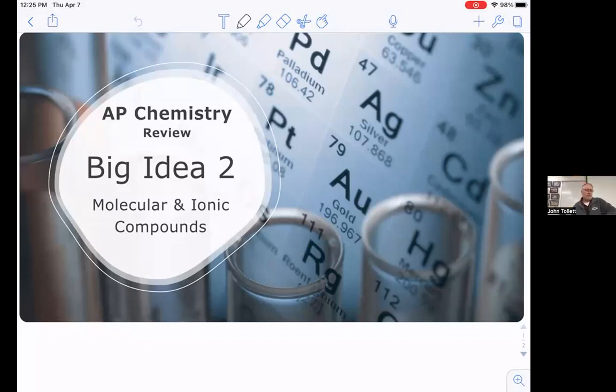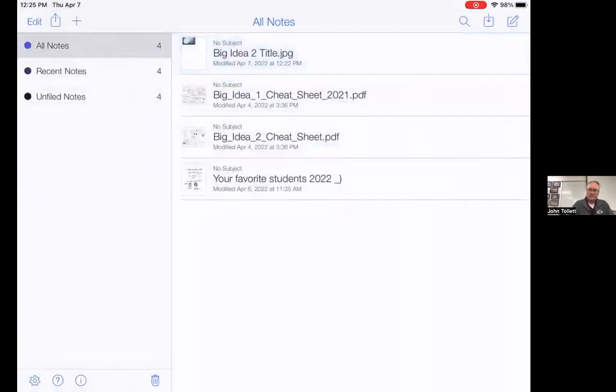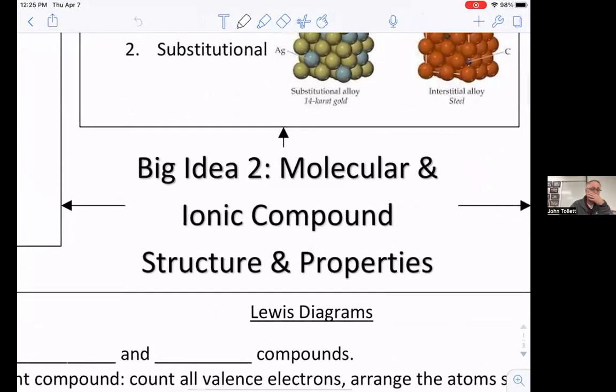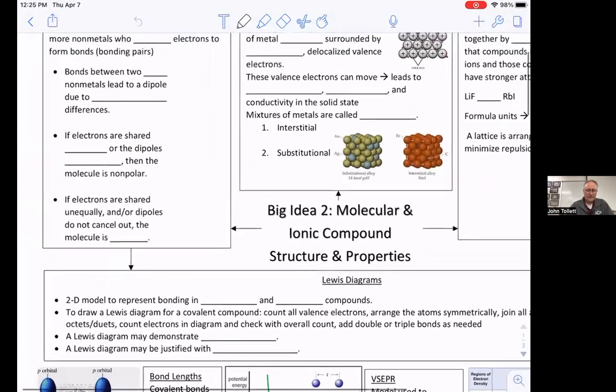This will be, I think, like I said in the last one, into 9 big ideas, but this will be the second video of those 9. This one's going to be over molecular and ionic compounds and a little bit of Lewis dot structures, and we'll talk about some Morse potential graphs and such. So let's go ahead and get started here. So yeah, we're going to talk about molecular and ionic compounds and the structures and properties of those. Let's start over here on the left.